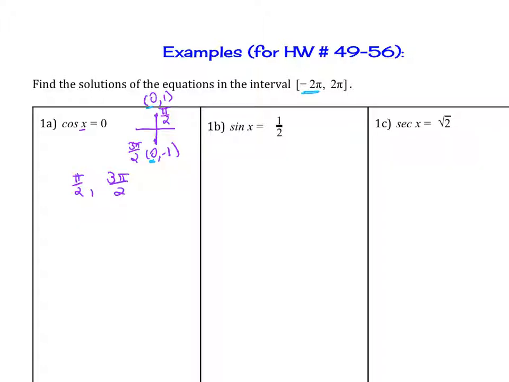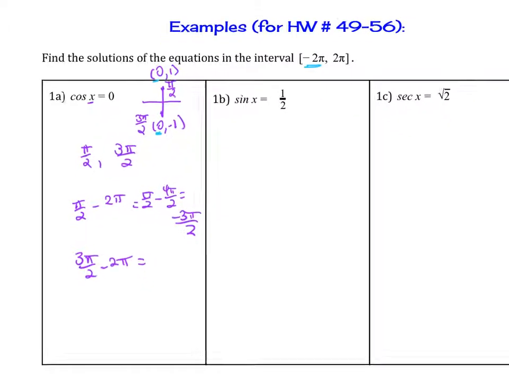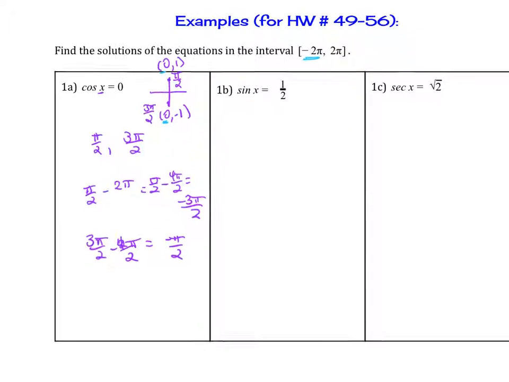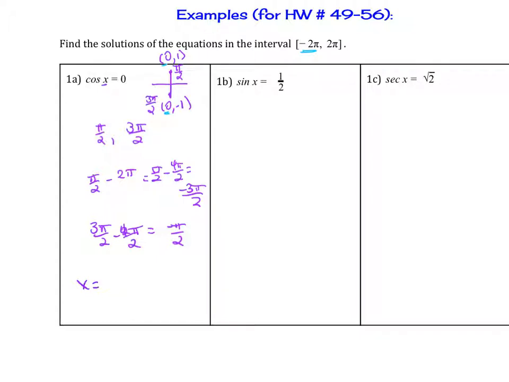Then we have to go backwards and figure out where it is from negative 2 pi. So one way to figure this out is you just take pi over 2 and then subtract 2 pi from it. Do the same thing with 3 pi over 2. Subtract 2 pi in order to get the coterminal angles for those. So let's see. Pi over 2 minus 4 pi over 2, that is going to be negative 3 pi over 2. Then the other one, that would be also negative 4 pi over 2, so that is negative pi over 2. So the answers are x equals negative 3 pi over 2, negative pi over 2, pi over 2, and 3 pi over 2.